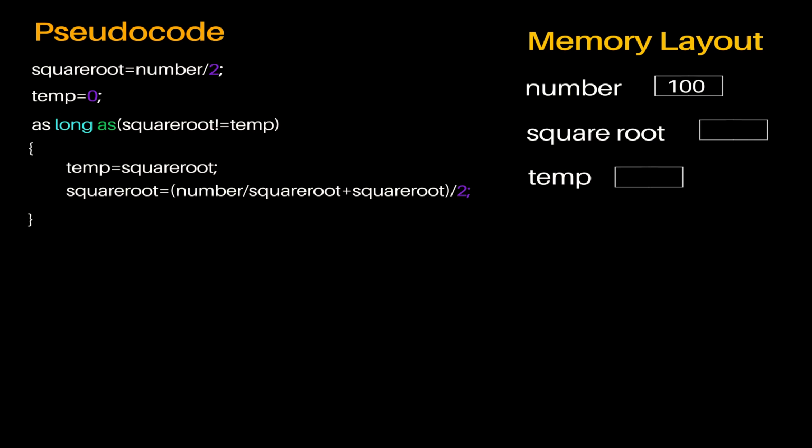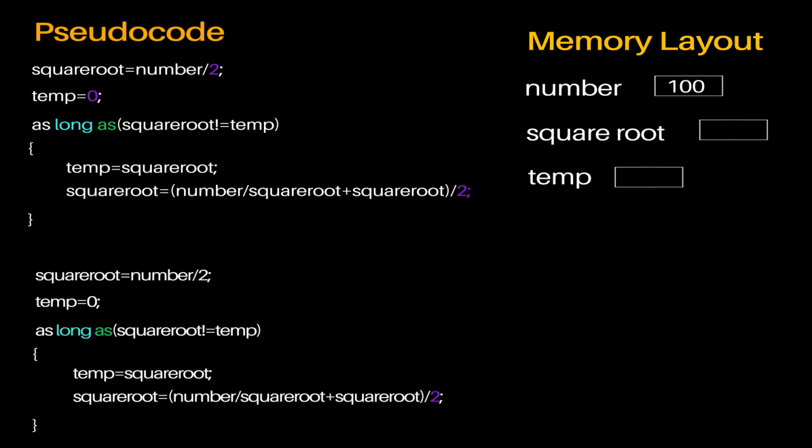Now, we know that the first statement to be executed is square root is equal to number divided by 2. So, what is the value of number? Number value happens to be 100. So, what is 100 by 2? 100 by 2 is nothing but 50. So, this 50 value I would be storing in my variable called square root. So, square root in this variable is initialized with 50. And I would initialize temp with 0 like this.